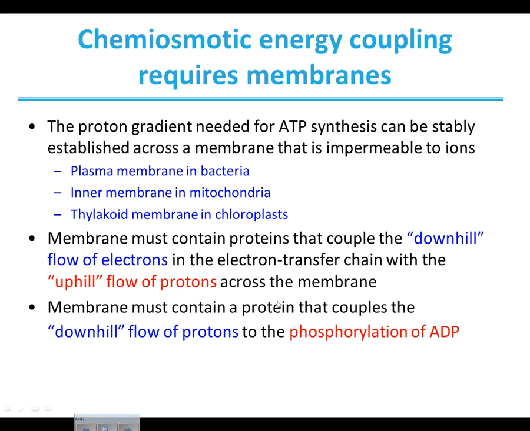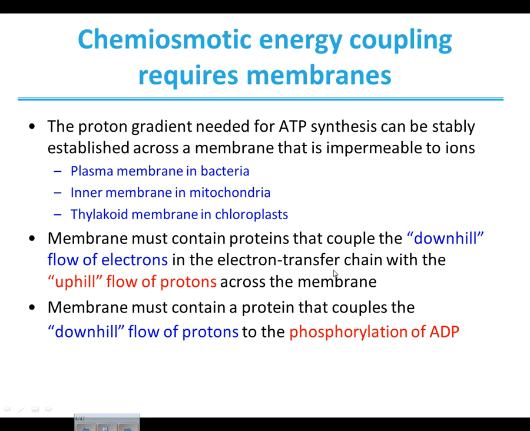There are other ways that this can occur in bacteria. They use the plasma membrane. With photosynthesis, they use membranes within the chloroplast, but we're going to focus on what's happening in the mitochondria. As we go through this, you need to keep this statement, the second statement here, in mind.